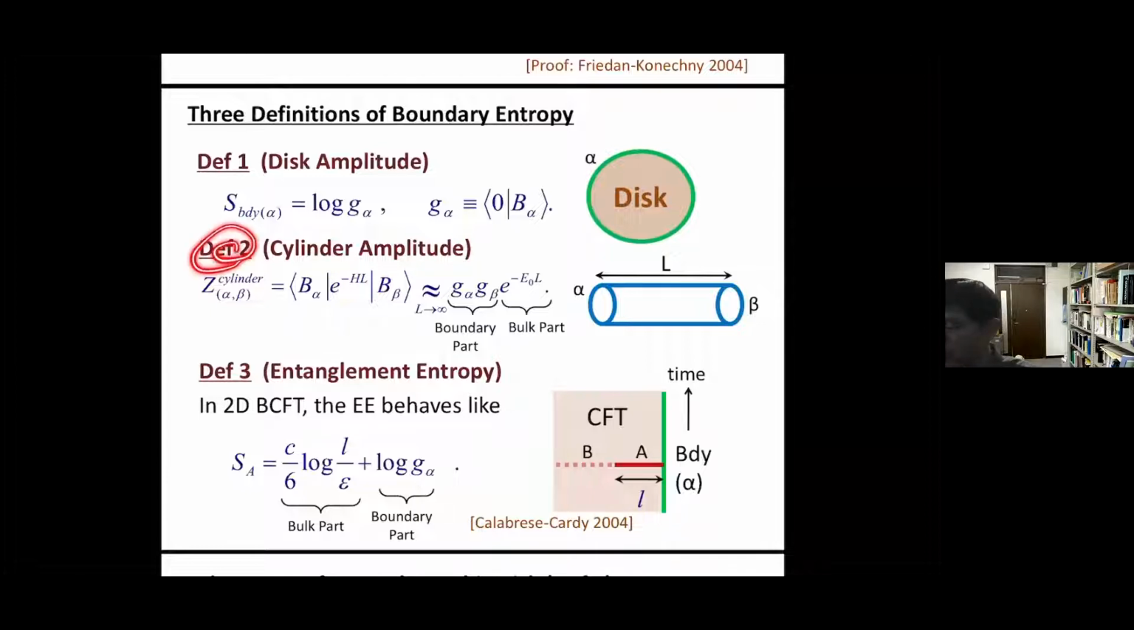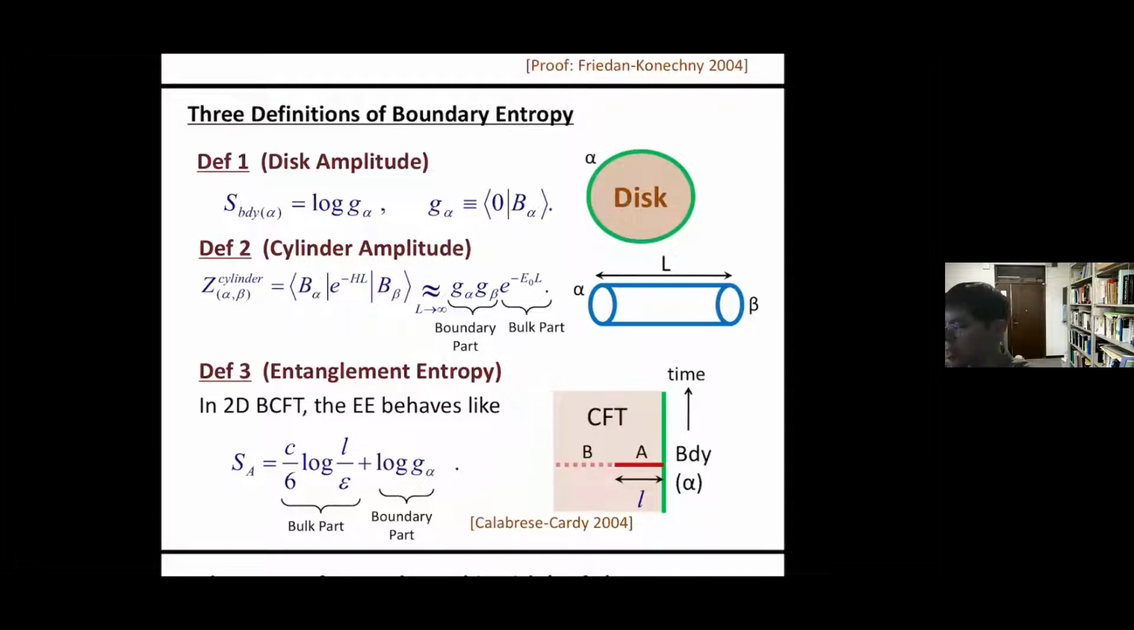But let me next talk about definition 2. This is actually using the cylinder amplitude. This is quite equivalent to definition 1, but it's more convenient to fix the overall normalization, because the disk amplitude has a UV divergence. We have to regulate it, and it really depends highly on normalization. But the cylinder amplitude is quite well normalized. A cylinder amplitude means we have two boundaries, alpha and beta, and some open string connecting them, right? And the open string is a one-loop diagram. Or you can see this as a closed string propagating from D-brane alpha to D-brane beta. But I'm not talking about string theory, just conformal field theory, boundary conformal field theory.